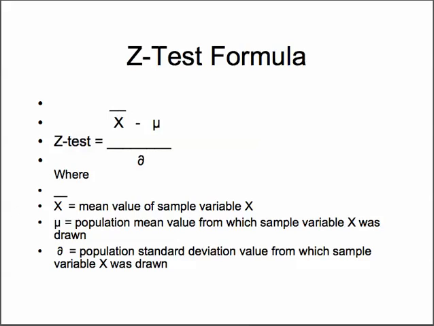The z-test expands on this principle of deviance to allow us to test a hypothesis about a sample mean value and its relation to a population mean value, based upon the population standard deviation. As you can see, the formula involves 3 parts. X bar is the mean value of a sample variable that we call x. Mu is a population mean value from which sample variable x was drawn. Theta is a population standard deviation value from which sample variable x was drawn.